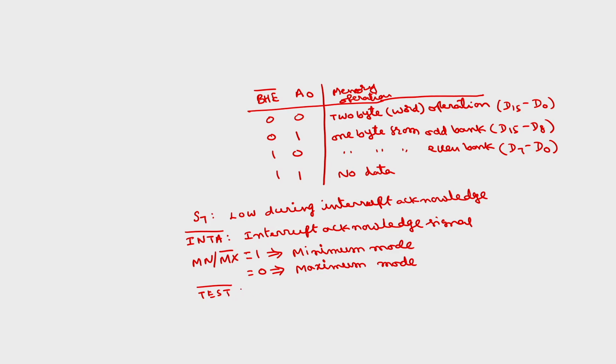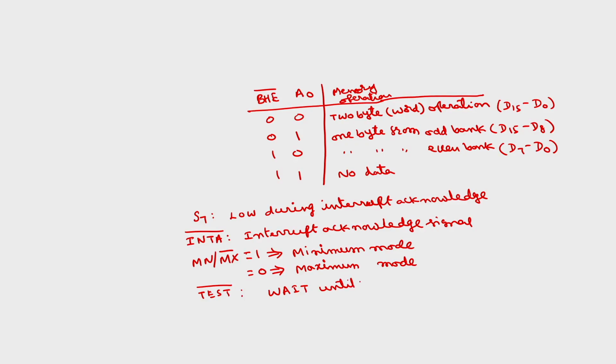Coming to the test bar signal. There is one instruction called the wait instruction. I will discuss this while discussing the instruction set. Whenever the microprocessor executes this instruction, as the name implies, it will simply wait. Till which time will it wait? The microprocessor will wait until test bar is equal to 0. As long as test bar is equal to 1, it will only wait. Once test bar is 0, it will stop waiting, come out of the wait cycle and perform the various tasks. That is the simple purpose of the test signal.